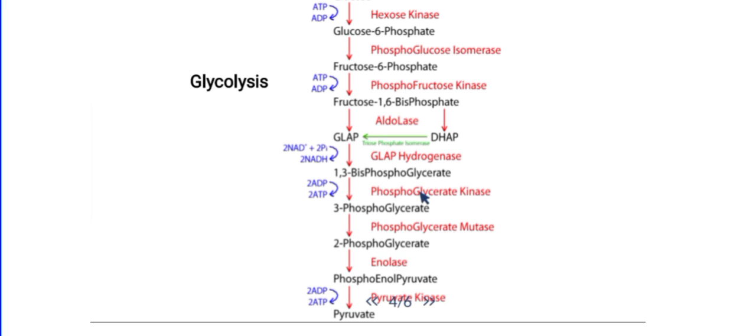And then from there, we are going to find that this molecule is going to be converted to 3-phosphoglycerate by an enzyme called phosphoglycerate kinase. And then from there, we are going to convert this molecule to 2-phosphoglycerate by an enzyme called mutase. And then this molecule is going to be converted to phosphoenolpyruvate by enolase, and phosphoenolpyruvate to be converted to pyruvate by pyruvate kinase.